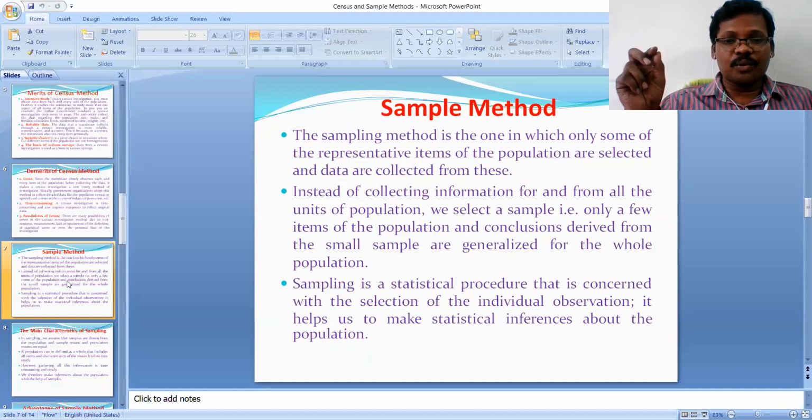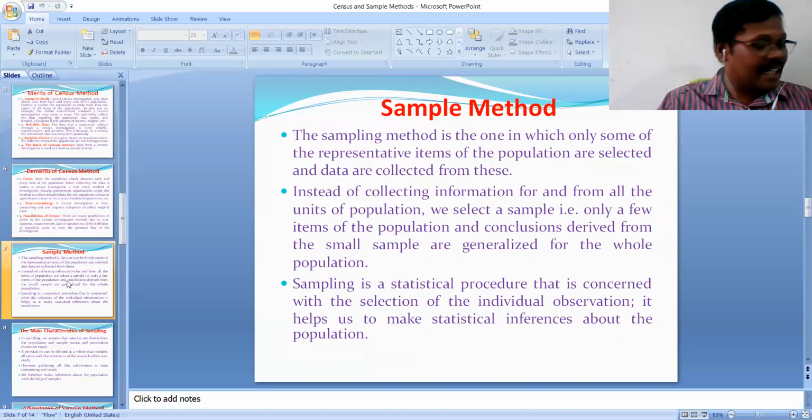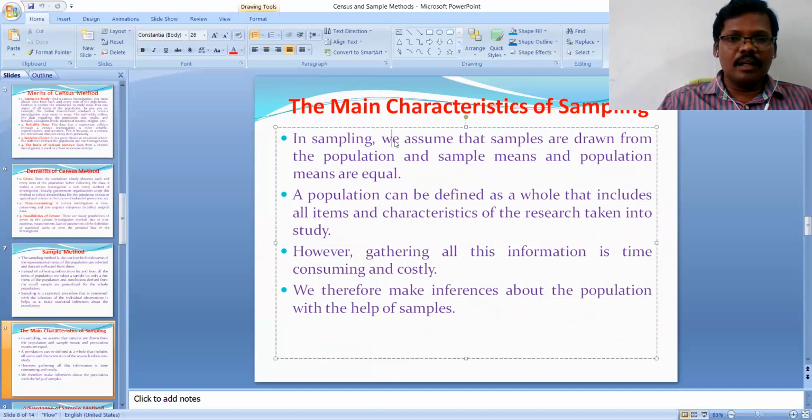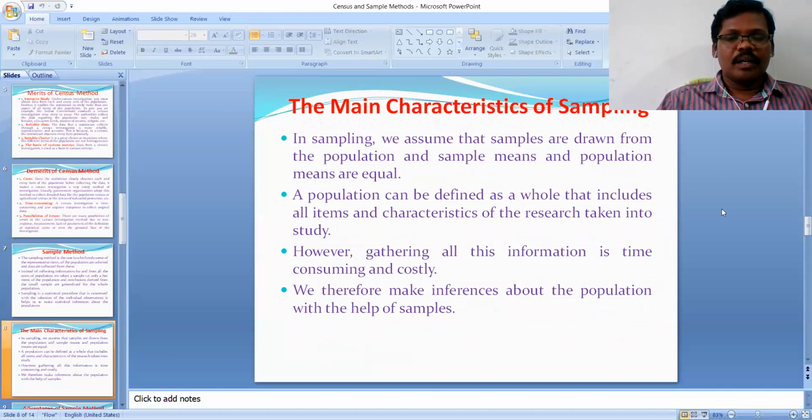It helps us to make statistical inferences about the population if we select it very clearly. There are some important characteristics of sampling. What are the main important characteristics of the sampling method, or sampling survey, we can say.